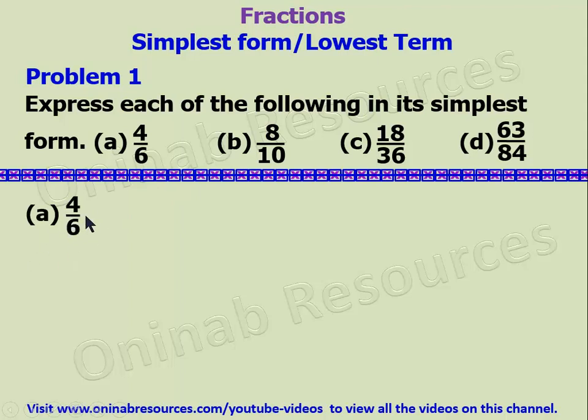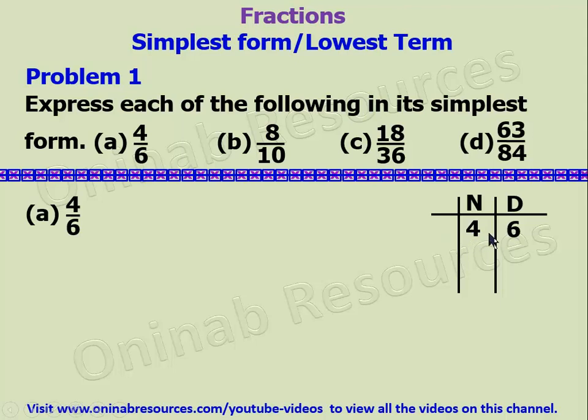A. To solve this problem, we create a table. This column is for the numerator and this column is for the denominator. So we place the numerator here in this column and place the denominator in the denominator's column. Then we look for the highest number that can divide both 4 and 6.